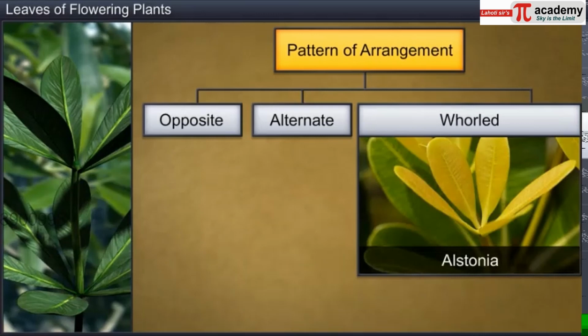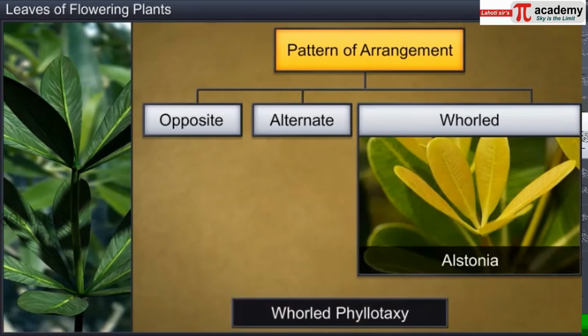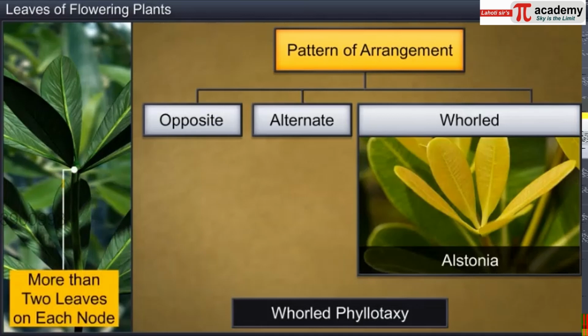Finally, in whorled phyllotaxy, two or more leaves appear at a node, forming a whorl, as seen in Alstonia.